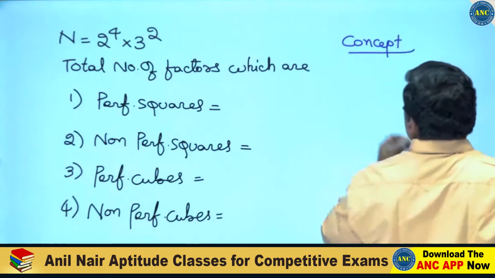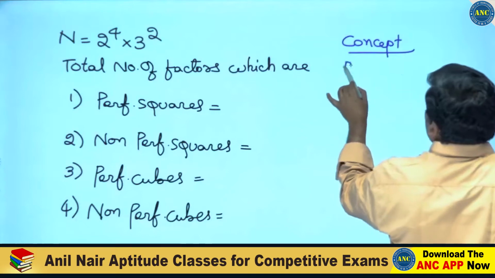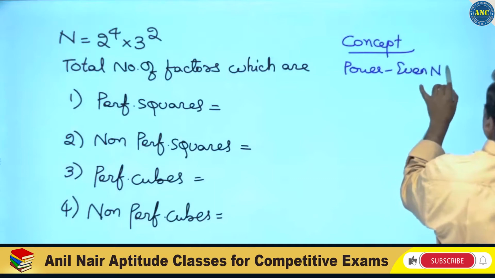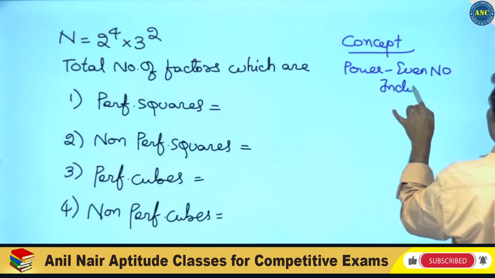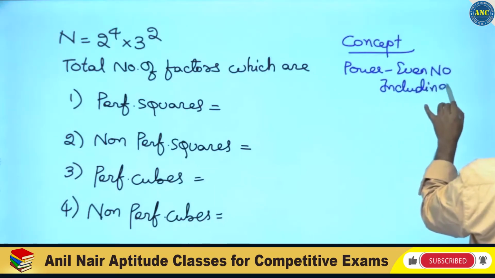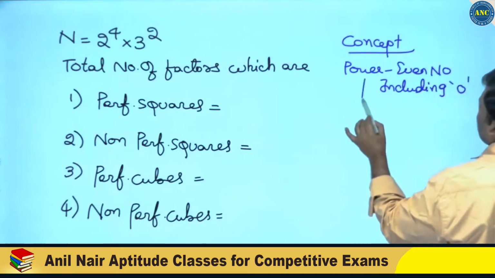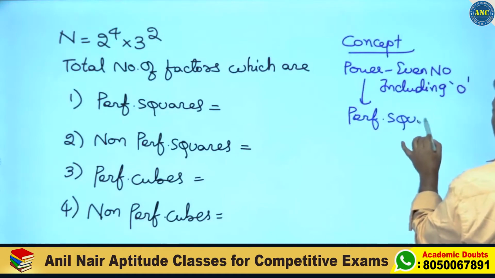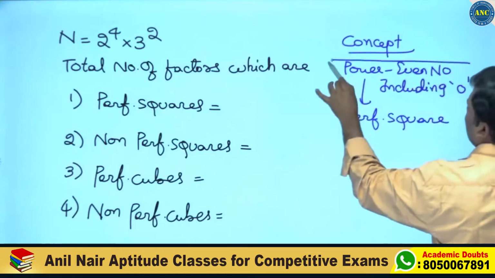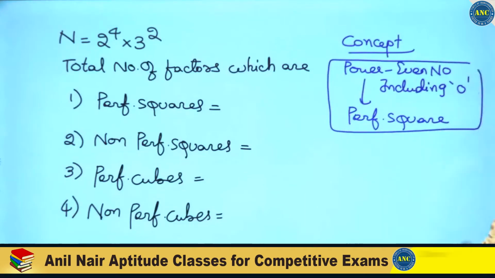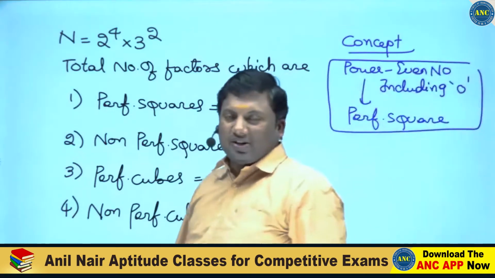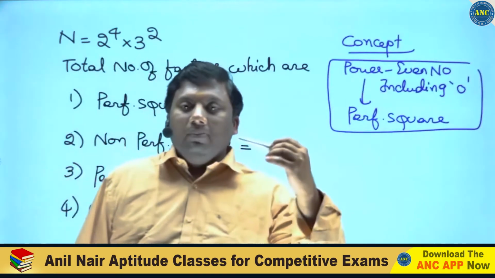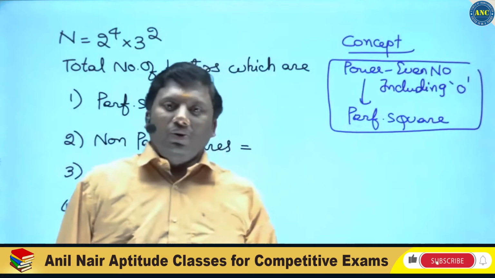What do you suppose? If the power of a natural number is an even number, including 0, then the number is called a perfect square. Perfect square means a number multiplied by itself. 16 is a perfect square. It can be written as 2 power 4, and 4 is an even number. It can also be written as 4 square, and 2 is an even number.